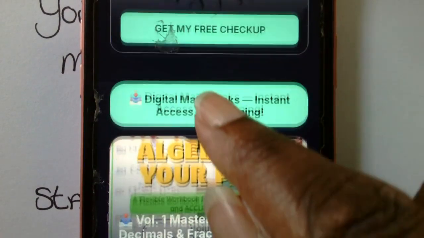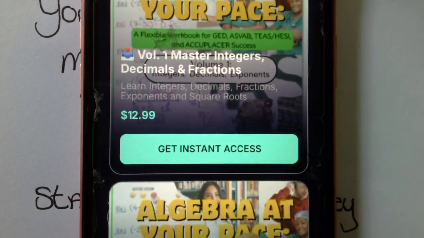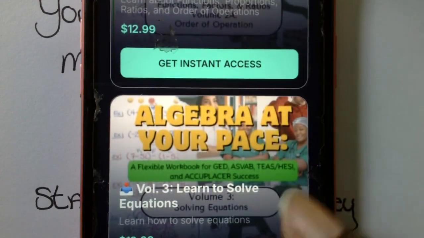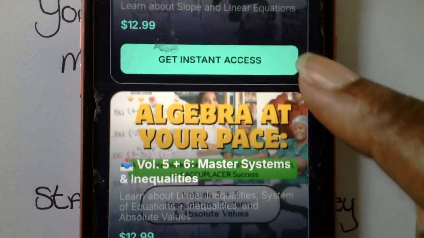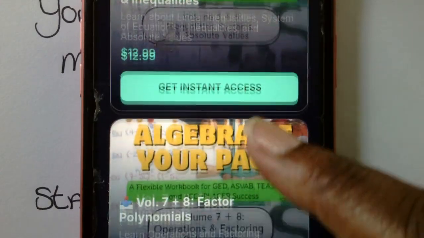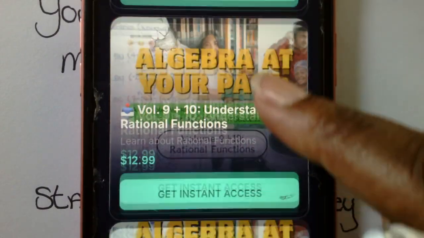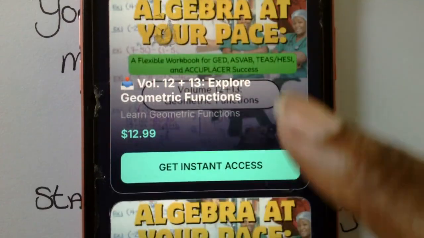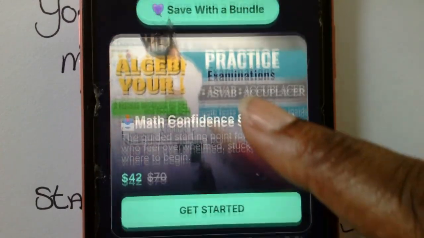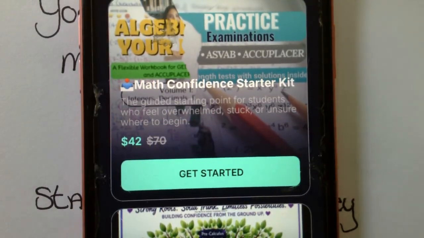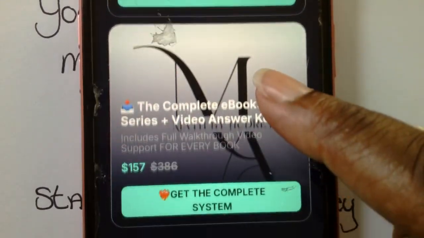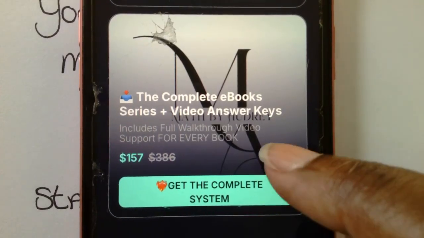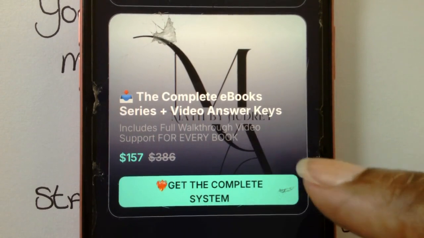But if you want to look at all my digital math books, okay, I have a whole entire series called Algebra at Your Pace. It includes a video recording of me breaking down several concepts. And then you can take it individually, but as you keep scrolling, you'll see that I also have groups, like some systems, like a startup kit. Here's my Math Confidence Startup Kit. You get volume 1, volume 2, and a couple of the practice books. If you want the whole entire bundle, that means everything that I have plus video answer keys. That's what the complete ebook series is.